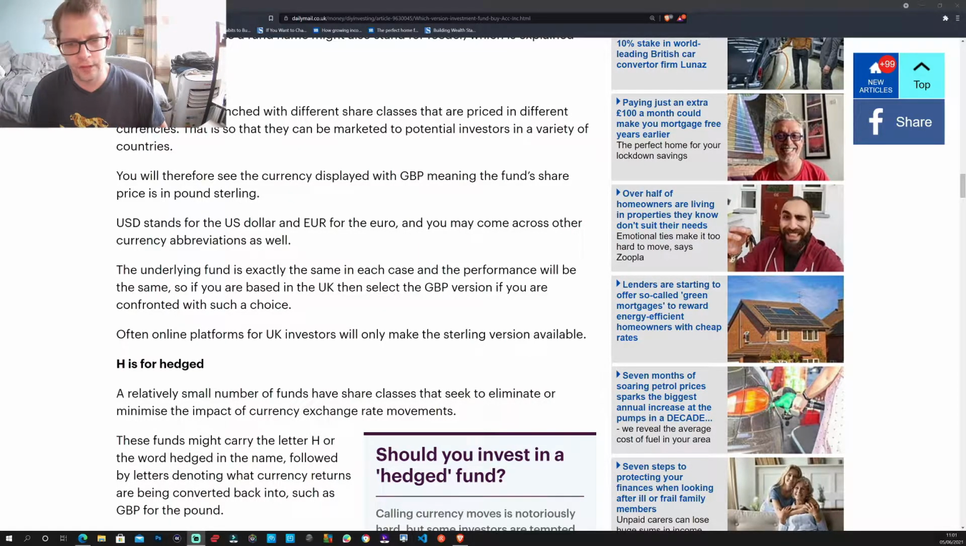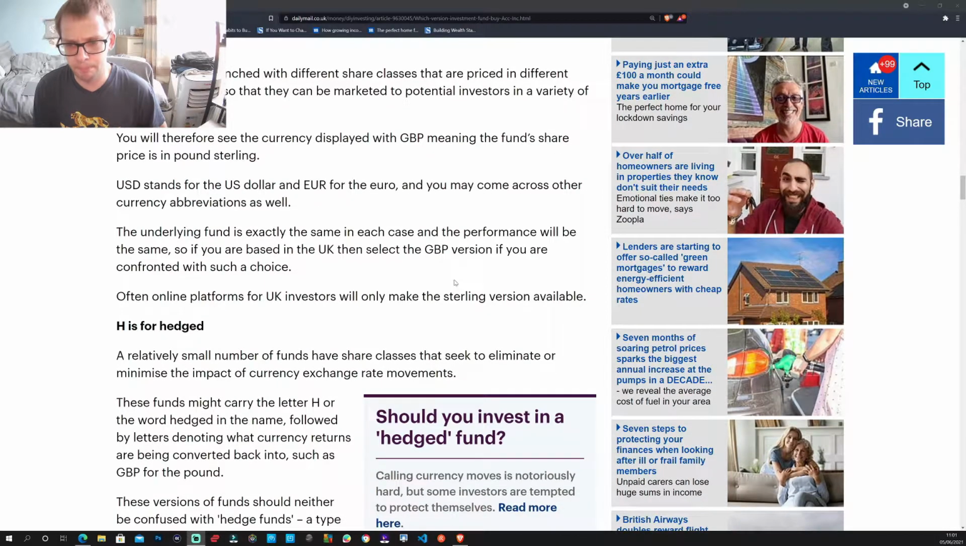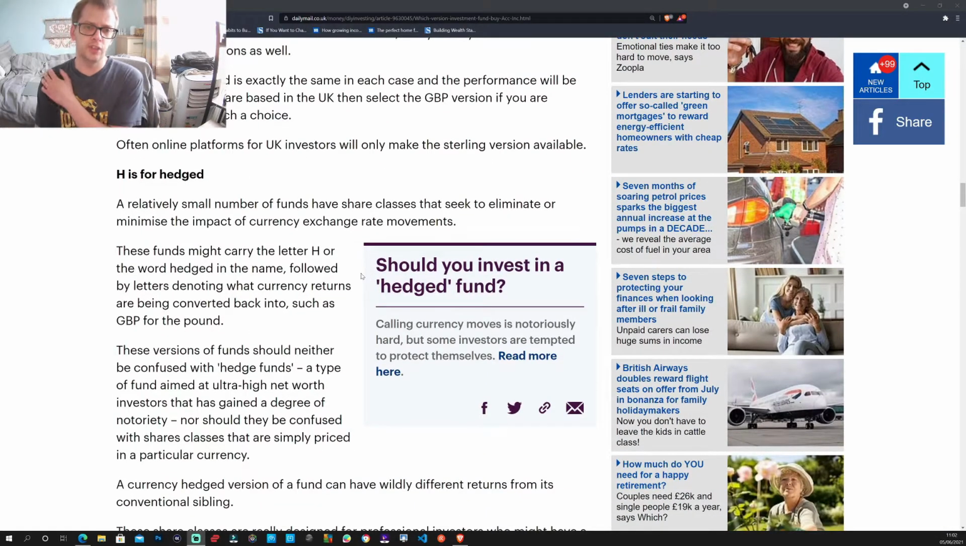And the underlying fund is exactly the same in each case, and performance will be the same. So if you're based in the UK, then select the GBP version. And if you are confronted with such a choice, often the online platform for UK investors will only make sterling versions available. H is for hedged.